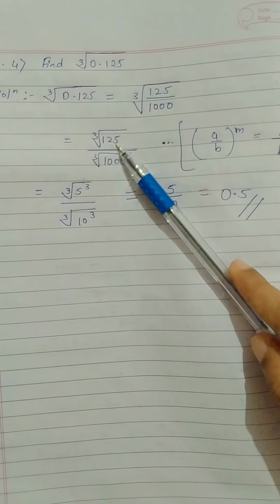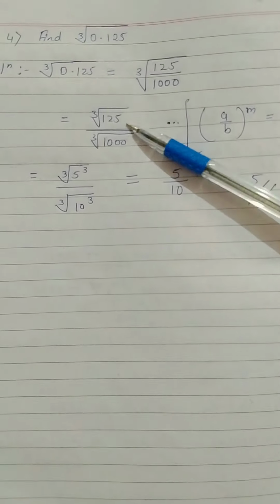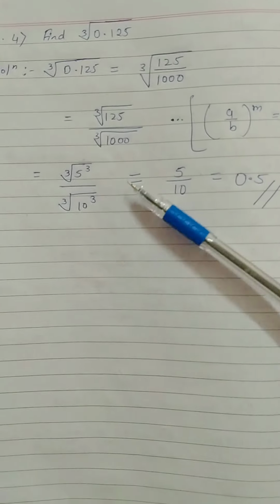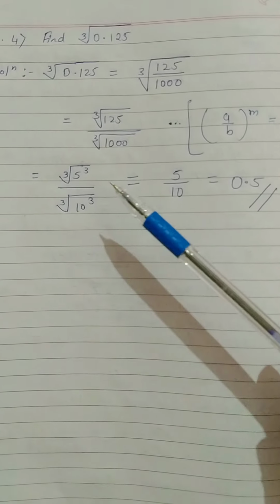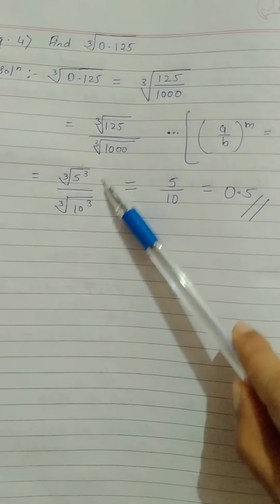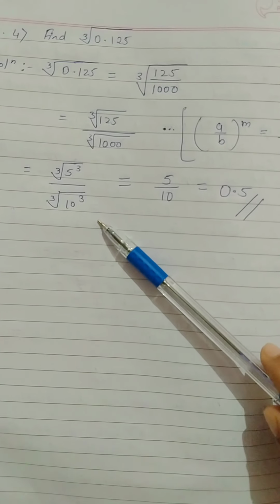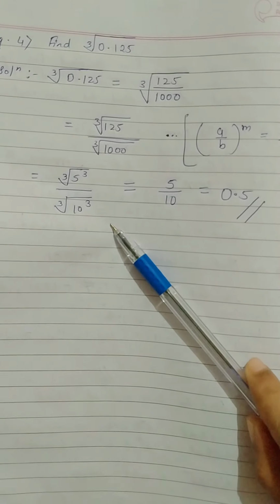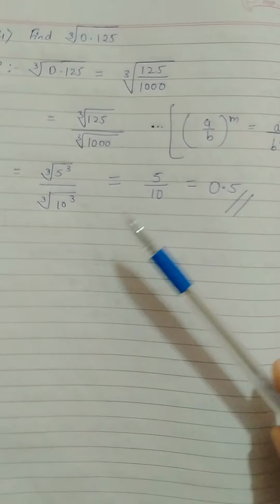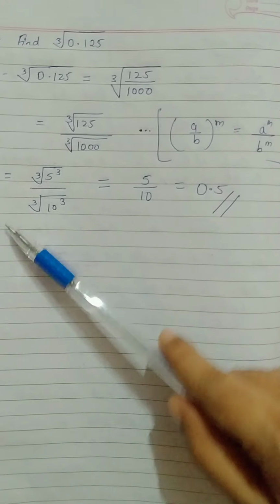So here now we have to see the factorization for 125. We have to find the prime factors for 125. So in 125, 5 will go, not 2, not 3, not 4, 5 will go. So 5 into 5 into 5 we will get 125. So cube root of 5 cube is 125, divided by 1000, in which 10 will go 3 times. So 10 into 10 into 10 is 1000. So cube root of 10 cube. Okay, so now the number is 5 upon 10.